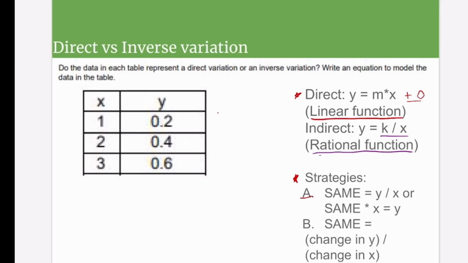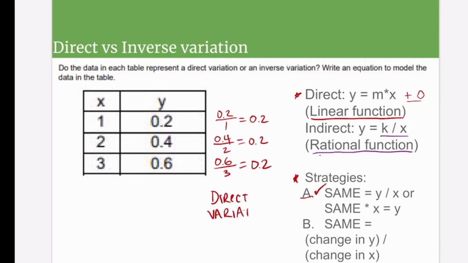So if you take 0.2, the y value, divided by the x value, that gives you 0.2. The second part, 0.4 divided by 2. The third point, 0.6 divided by 3. So all of these are 0.2. So because of that, these are the same. So I already know this is going to be a direct variation. That's the relationship that occurs here.